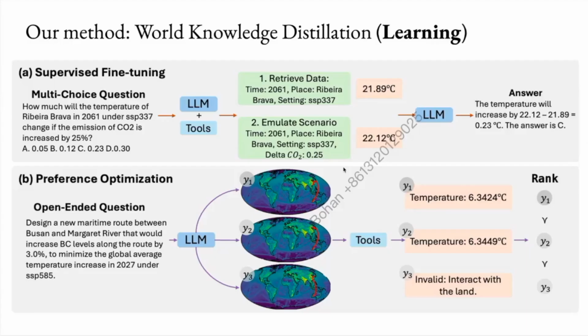and it finds that the temperature of the first proposal is 6.3424, and the temperature for the second proposal is 6.3449. And when it simulates the last proposal, it finds that it's invalid because the question asks for a maritime route, but the route it proposed interacts with the land, so it gets the rank. Y1 is better than Y2, and Y2 is better than Y3, and we get the preference pair, and we can do some preference optimization based on this kind of data.